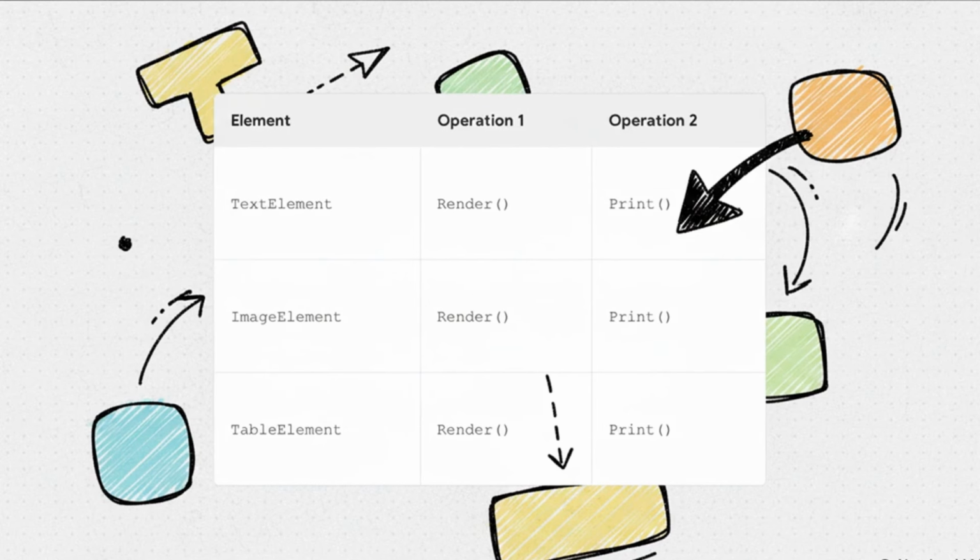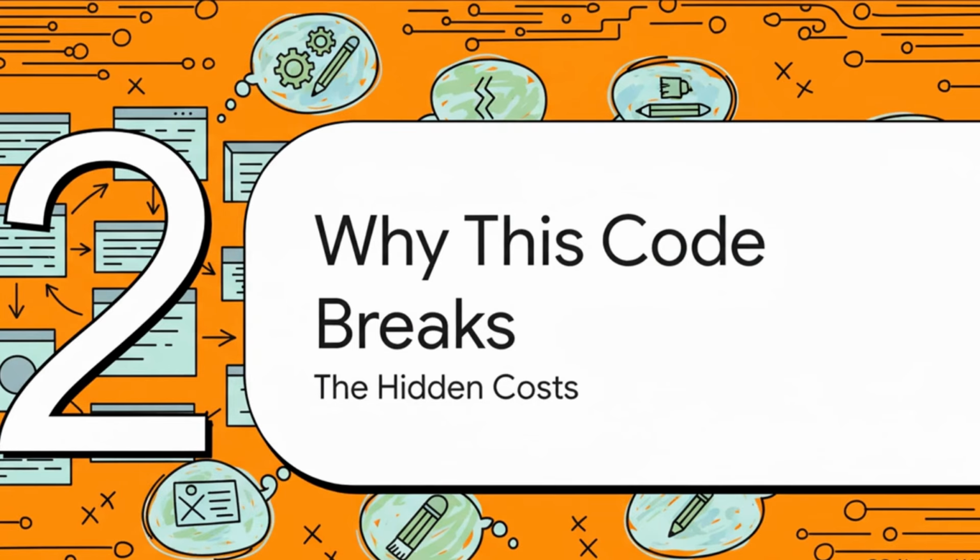Now, your first instinct, and it's a totally logical one, is to put the logic for those operations right inside each class. So the text element class has a render method and a print method. The image element class does the same thing, and so on. It seems simple, it seems clean, at first. But here's where the cracks start to show. This seemingly simple design has some pretty serious hidden costs.